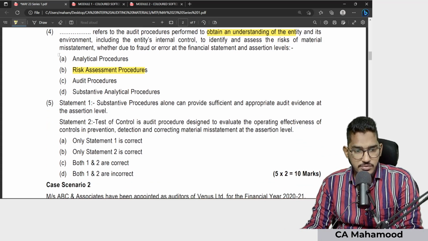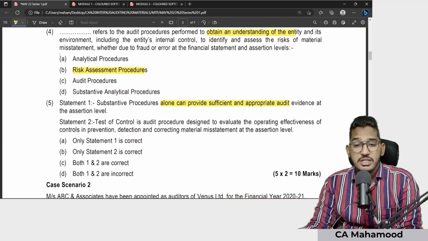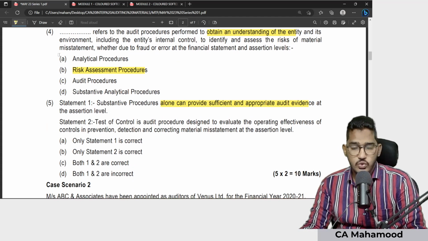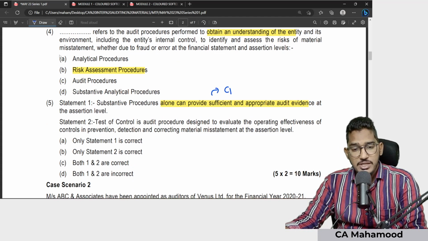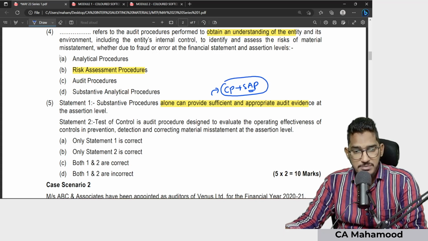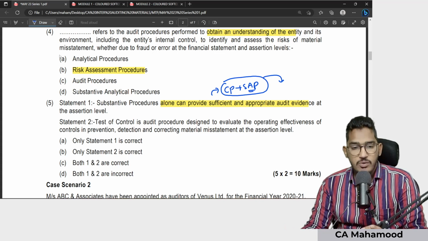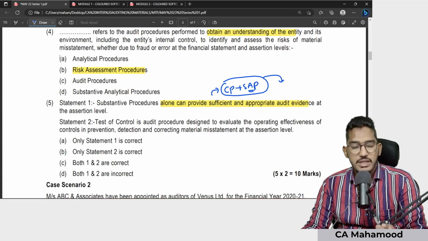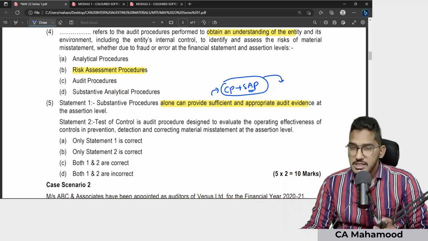Now talking about the next question. Statement 1. Substantive procedures alone can provide sufficient and appropriate audit evidence. Do you agree with that? No. Why? Because in order to obtain audit evidence, we need to perform a combination of compliance procedures along with that substantive audit procedures. So compliance procedures along with substantive audit procedures, they will give the required audit evidence at the assertion level. So statement 1 is false. Why? Because substantive procedures alone cannot give audit evidence. Along with compliance procedures, they give complete audit evidence. Statement 2.